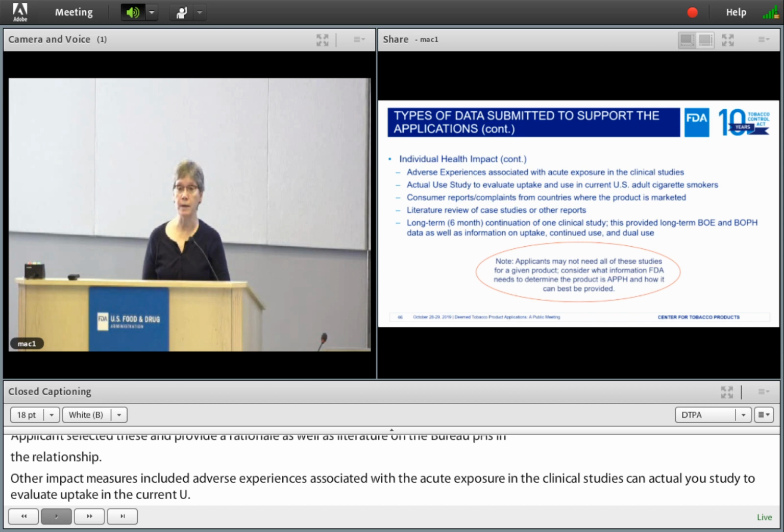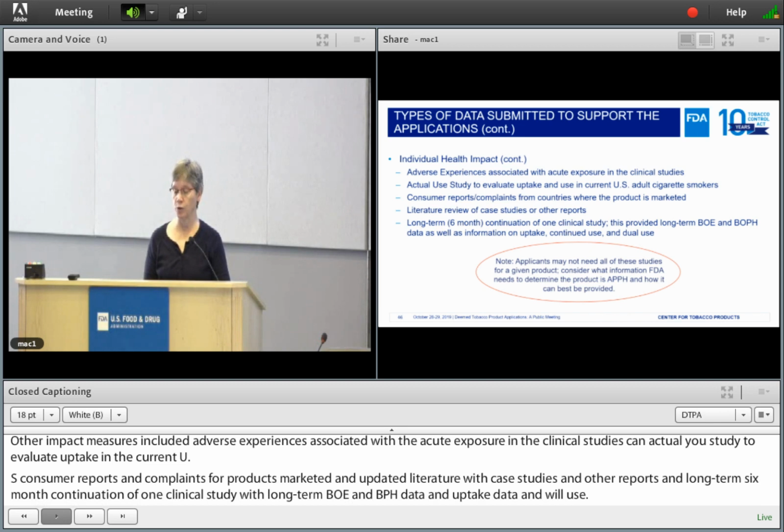Not all of these may be needed for any particular product application. So what you need to consider is what information FDA needs in order to determine that marketing of the product is APPH and how it can best be provided.